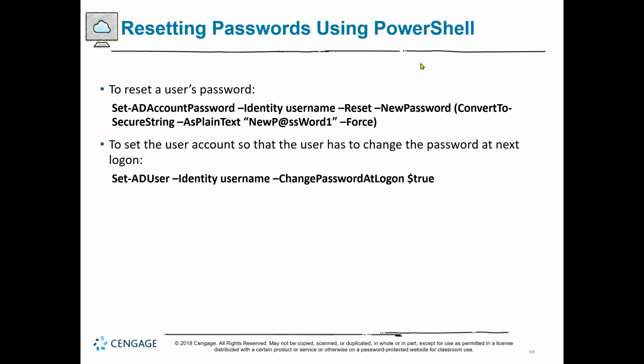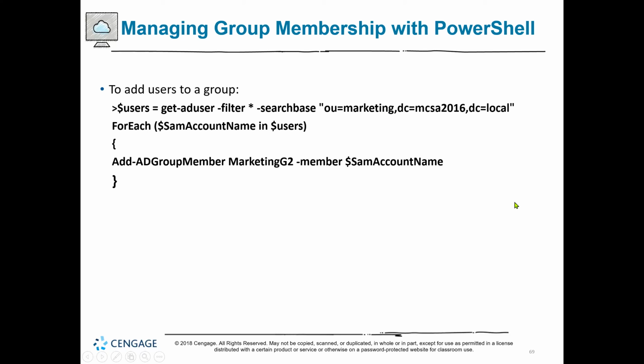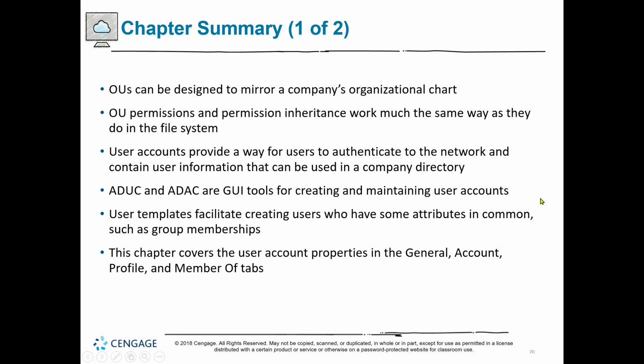Resetting passwords using PowerShell. To reset a user's password, you can see this here: Set-ADAccountPassword, and then you do -Identity, username, -Reset, and give it the new password and everything else. To set the user account so the user has to change the password, Set-ADUser -Identity username -ChangePasswordAtLogon, and then you set it to true. Managing group membership. To add users to a group, you can see here, that's what that is.